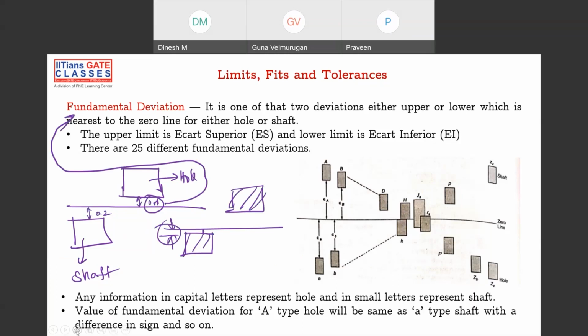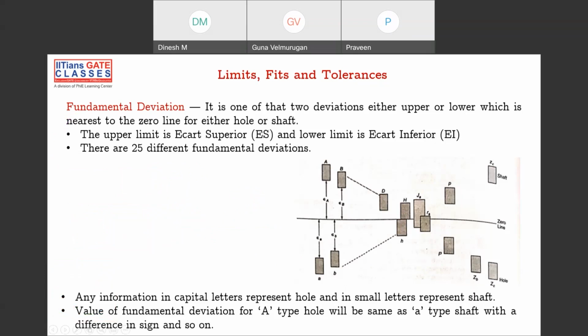That is very important, because with respect to fundamental deviation, first they'll give you the system, then they'll give you the fundamental deviation. From there you can calculate all the tolerances. There are 25 different fundamental deviations: A, B, C, D, E, F, G, H, I till Z.